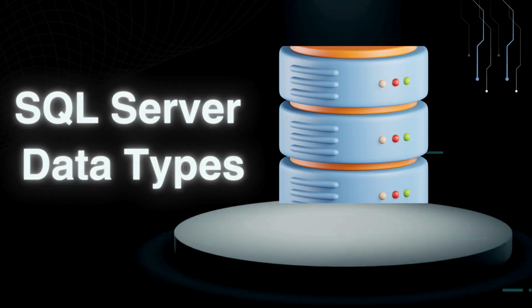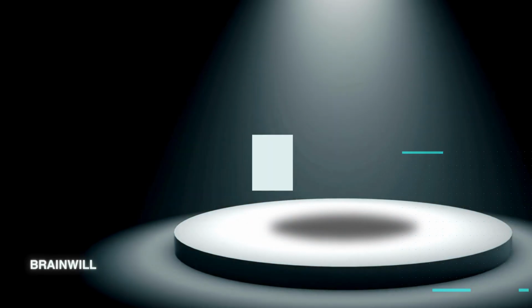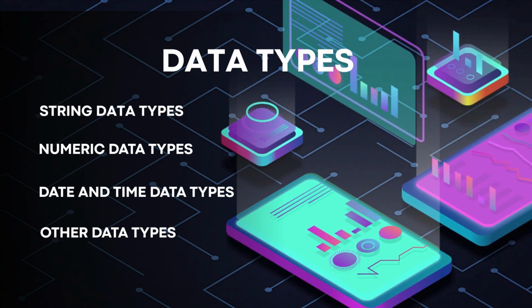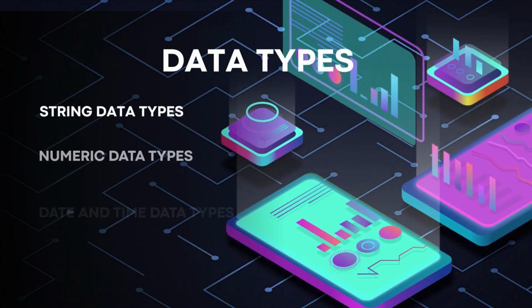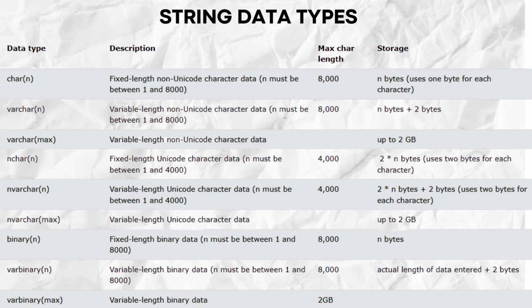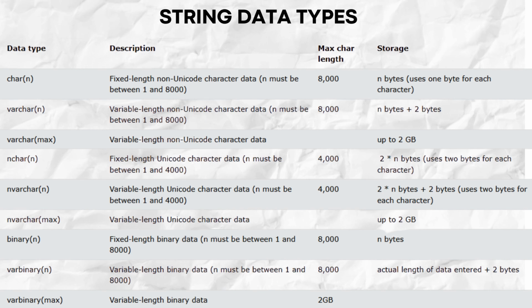In this video, you'll learn more about SQL Server data types. In SQL Server, we have four main data types: string, numeric, date and time, and so-called other data types. Let's start from string data types. As you can see from this table, we have 9 of them.